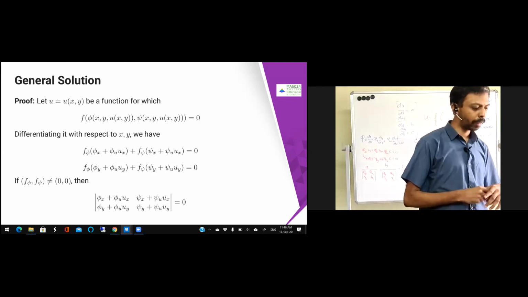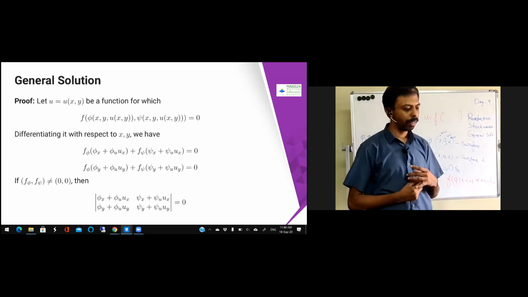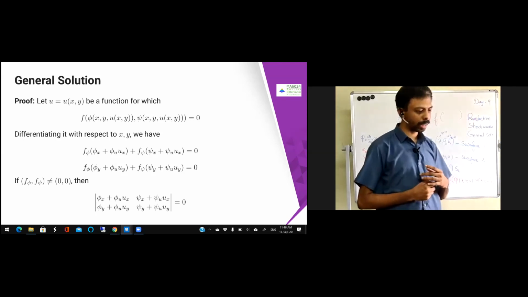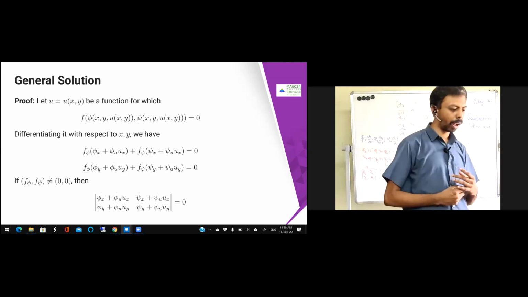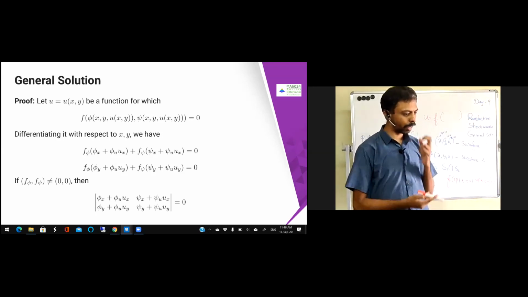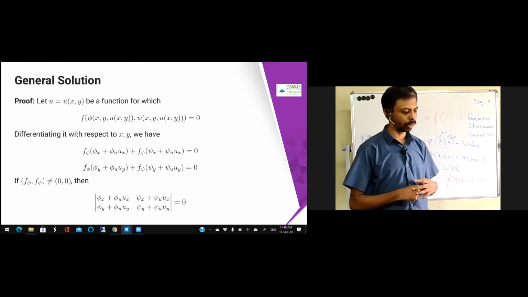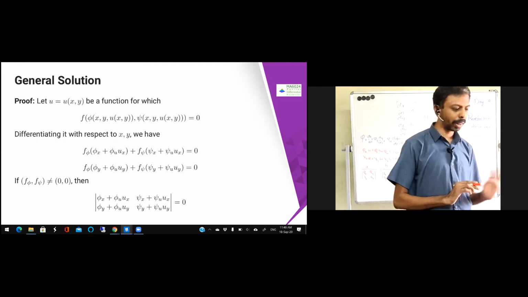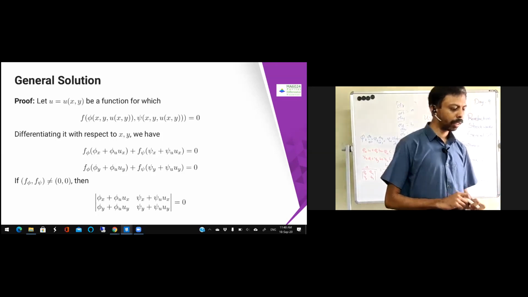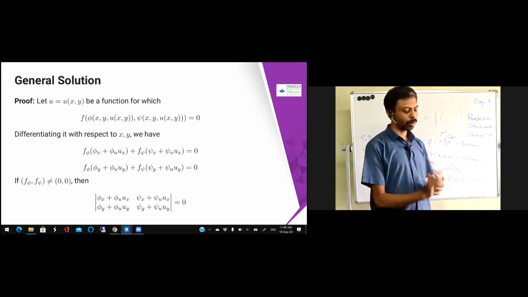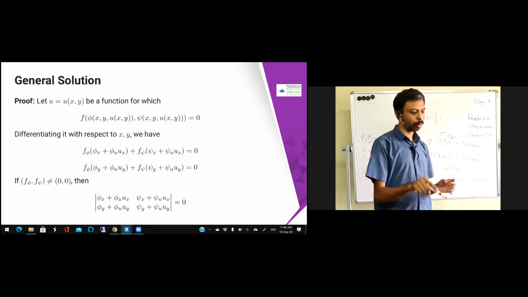So if you differentiate with respect to x comma y, what we will have is f_phi (phi_x + phi_u u_x) and then f_psi (psi_x + psi_u u_x) equal to 0, and similarly with respect to y also, the second equation. Suppose f_phi and f_psi are not simultaneously 0, then what is it going to give? That means this is going to become 0.